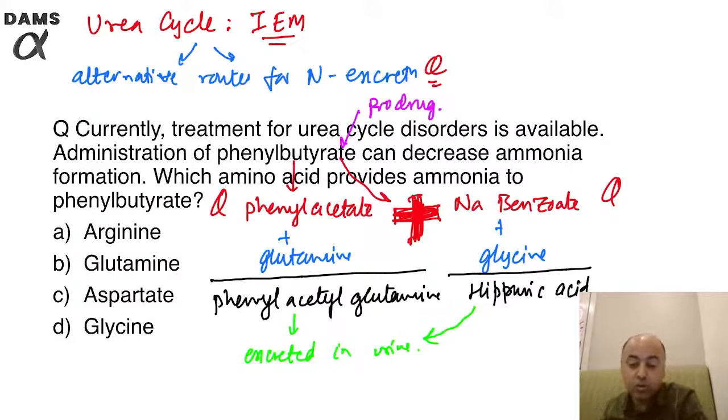Please remember these two names, which substance they are reacting with, what the products are, and what happens to the final product. Sometimes they can ask about phenyl butyrate, sometimes about sodium benzoate. You should remember both of them.